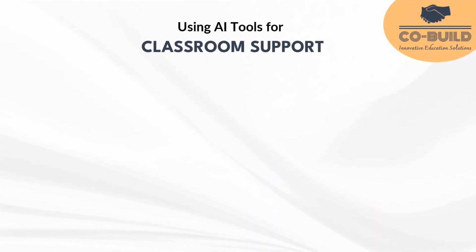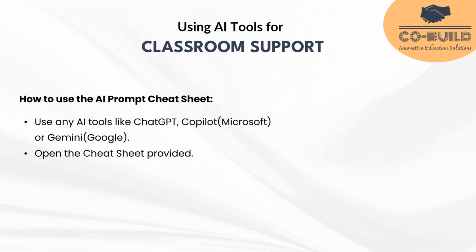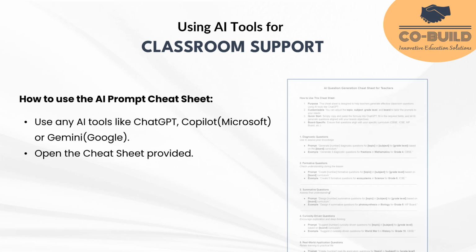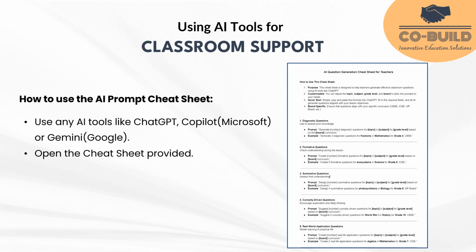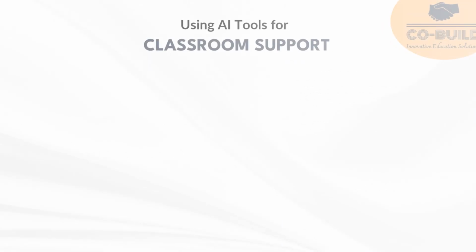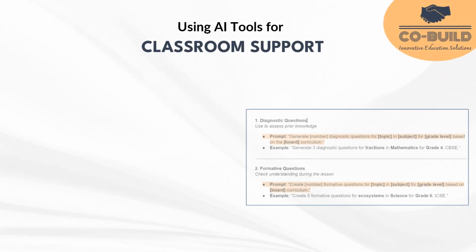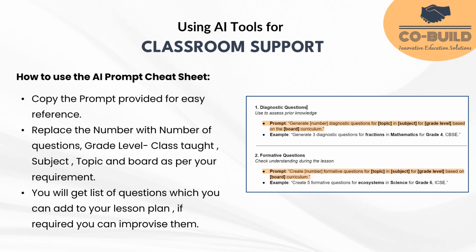Now let us see how to use this sheet. Firstly, open any AI tool like ChatGPT, Copilot, or Gemini on your browser. Then refer to the shown image and open the provided cheat sheet. Now refer to the highlighted prompt as shown in the image. Copy this prompt and paste it in your preferred AI tool. Replace number with number of questions you require, grade level with class you want to create the questions for, topic and subject as per the subject you are teaching. You will get list of questions which you can add to your lesson plan. If required, you can improvise them.